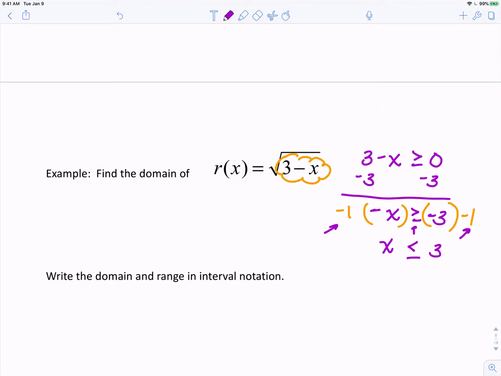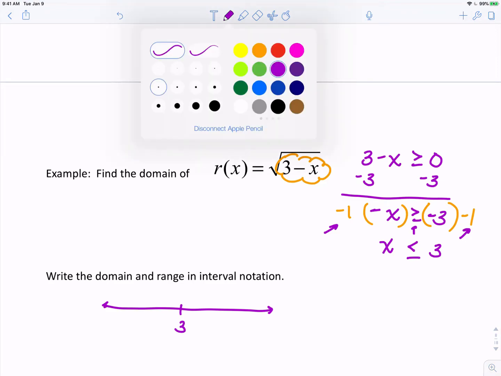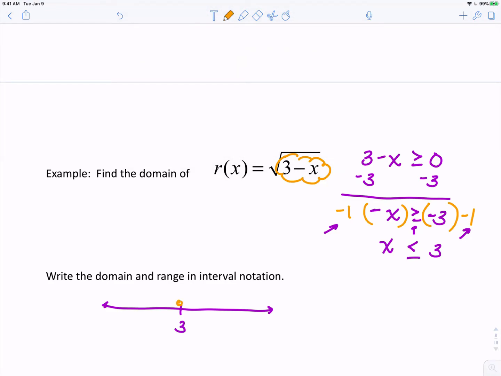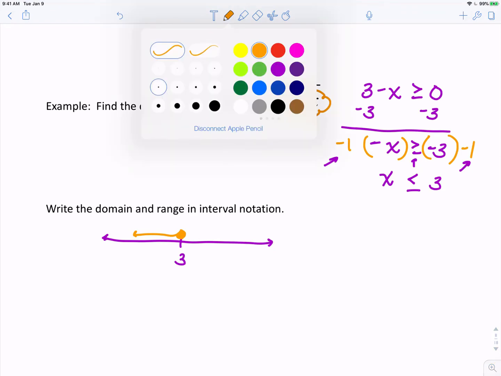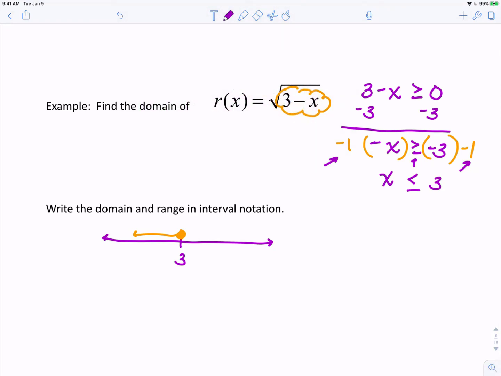So let's go ahead and graph that, and that'll help us write that in interval notation. All right, so here's 3. And we want the numbers which are less than or equal to 3. So equal to 3 means I include 3, and less than goes to the left. So in interval notation, looking at this graph, it starts at negative infinity, it goes to 3, and it includes 3.